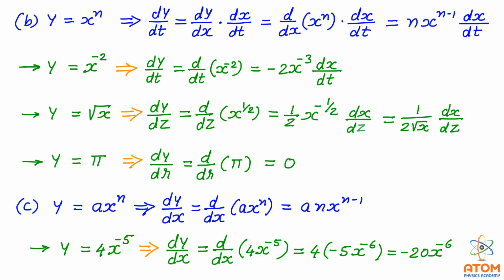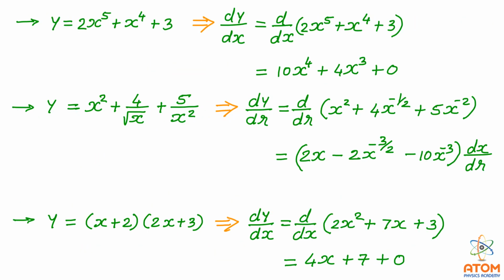Let us see one example for this. Suppose y is equal to 4 x raised to minus 5 is given. So here differentiation of y with respect to x, that is dy by dx, will be equal to d by dx of 4 x raised to minus 5. Here 4 will remain as it is, and the differentiation of x raised to minus 5 with respect to x is minus 5 x raised to minus 6. So this becomes minus 20 x raised to minus 6.